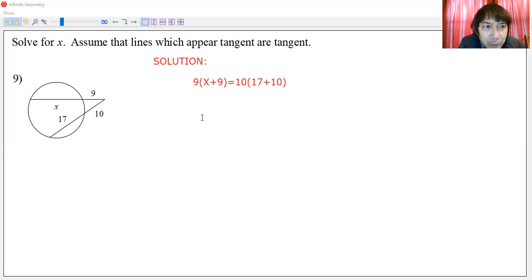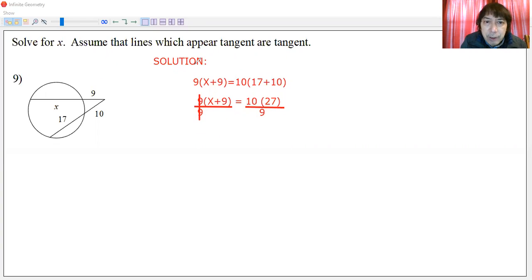How much is that? 27. We shall simplify first. 9 times x plus 9 is equal to 10 times 17 plus 10, which is 27. And this looks divisible by 9. So we divide both sides by 9. We put a divide symbol there.